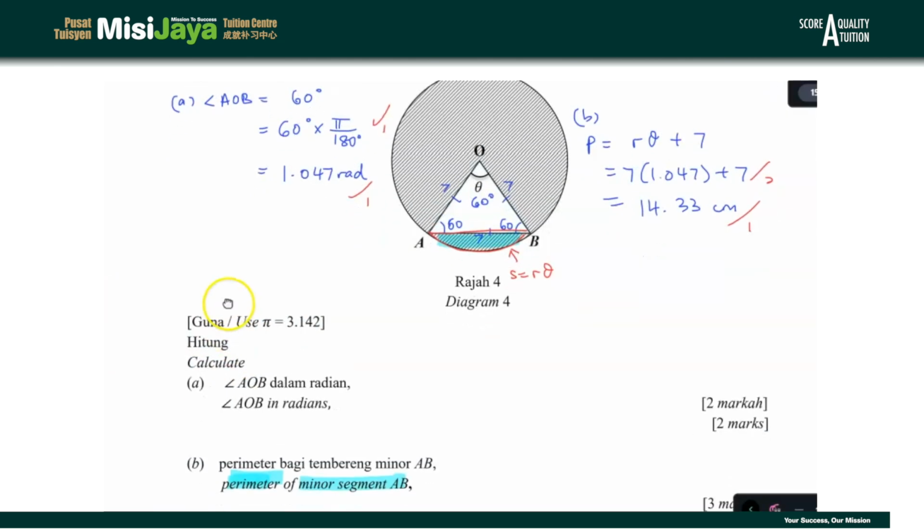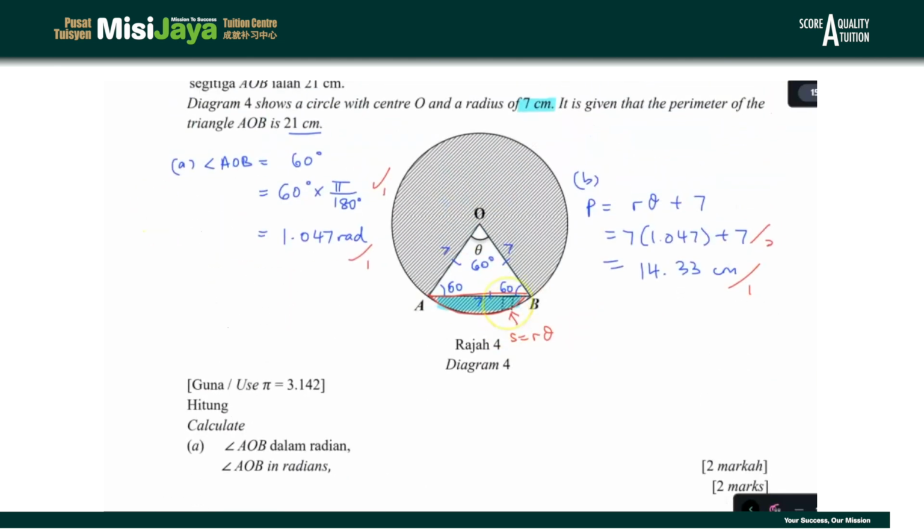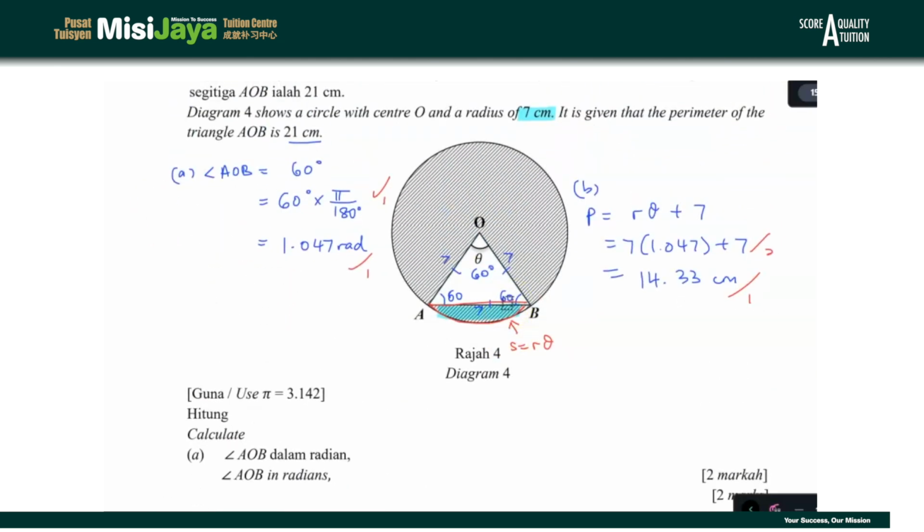Now let's look at question C. Question C asks us to calculate the area of the shaded region. Where is the shaded region? The shaded region will be the whole circle except the triangle. So in order to find the answer for C, I'm going to use the area of the whole circle minus the area of the triangle.